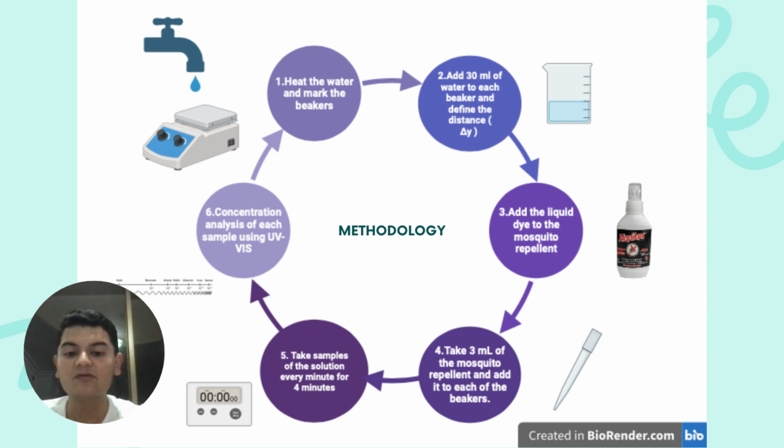The fifth step was to take some samples of the solution every minute for 4 minutes. Every minute, the drops of the repellent are going to have a different organization in the solution, so the sample is going to be different every minute. And the last step was to do the concentration analysis of each sample using the UV-Vis to obtain the wavelength against the absorbance of each sample. And that's all for the methodology.